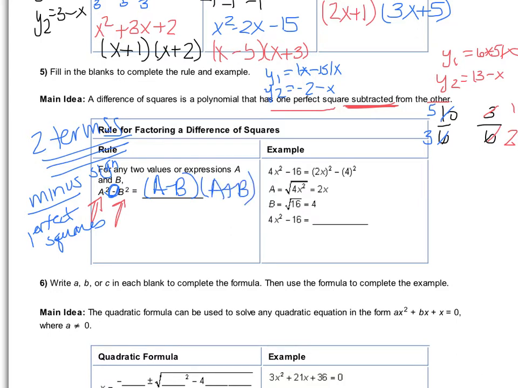So they have this example over here, 4x squared minus 16. And they're telling you right here that 4x squared is a perfect square because it's 2x times 2x. And 16 is a perfect square because it's 4 times 4. So when I factor that, then it's going to be 2x minus 4 and 2x plus 4. Remember, this only works if it meets all of this criteria over here. It's the only time it works.